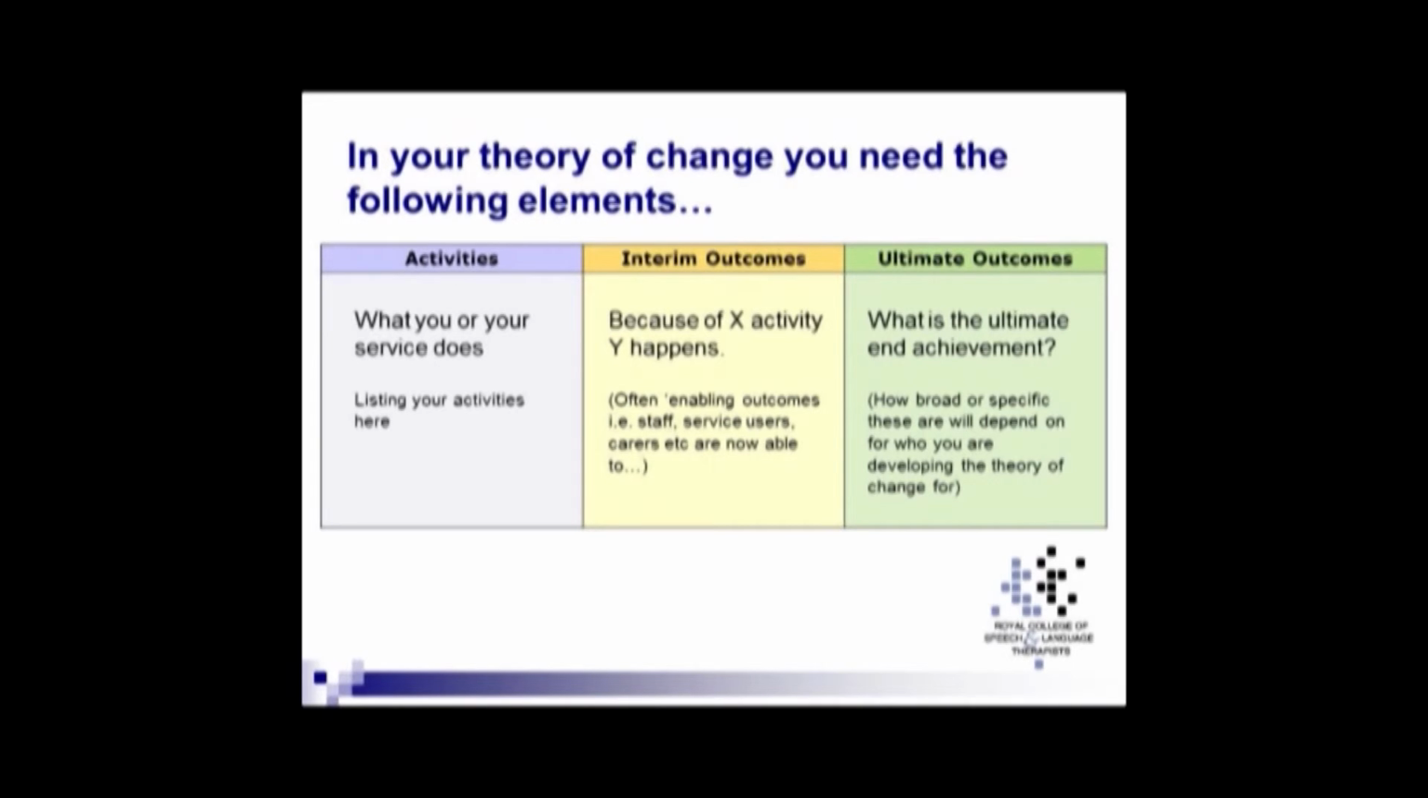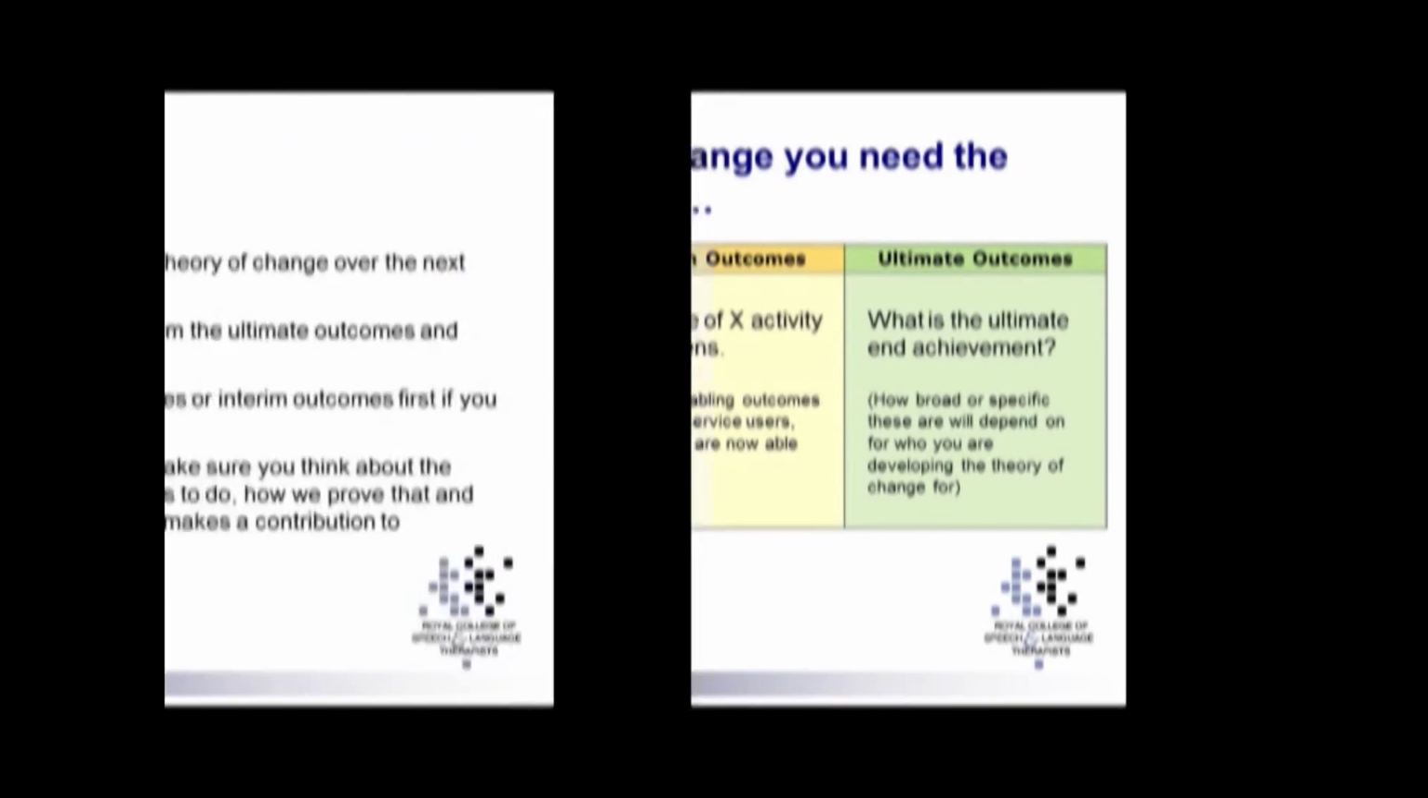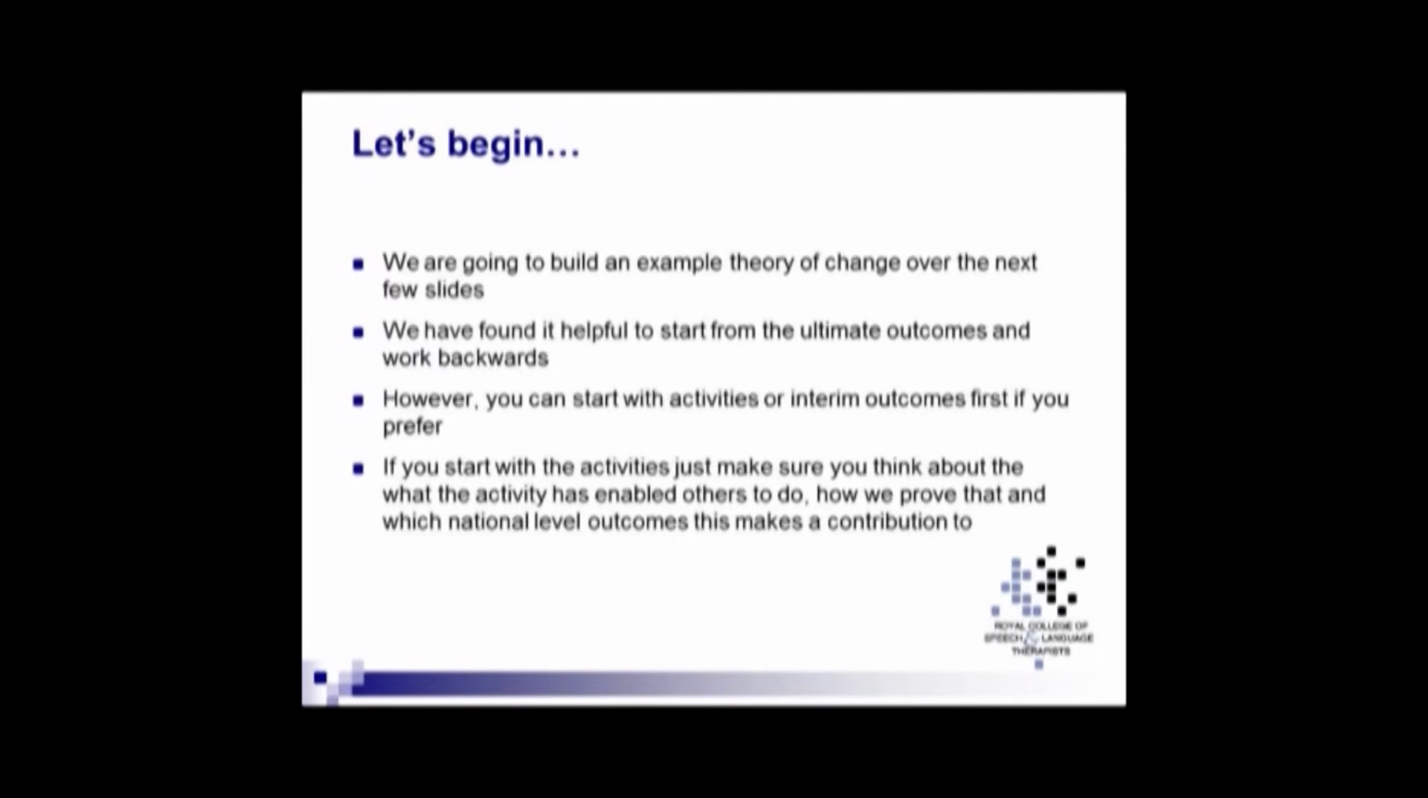The aim will be to try and get your theory of change onto no more than an A3 sheet. So we're going to build an example theory of change over the next few slides. We found it helpful to start from the ultimate outcomes and work backwards. However, you can start with activities or interim outcomes first if you prefer. Like I said, if you start with the activities, just make sure you think about what the activity has enabled others to do, how we prove that, and which national level outcomes this makes a contribution to.